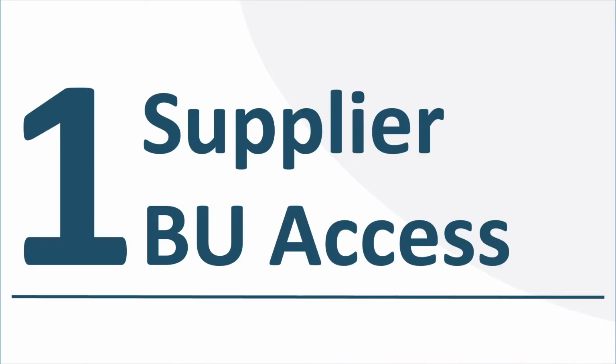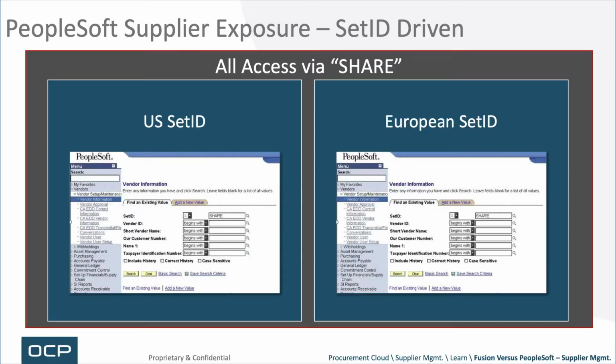First up, supplier BU access. In PeopleSoft, supplier exposure was driven by what's called a set ID. So for a given business unit, each of the different types of records, account, department, product, supplier, would point to a set of data. The concept is really set of data driven. That's how you assigned your access.